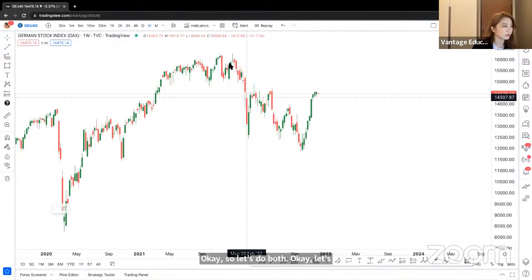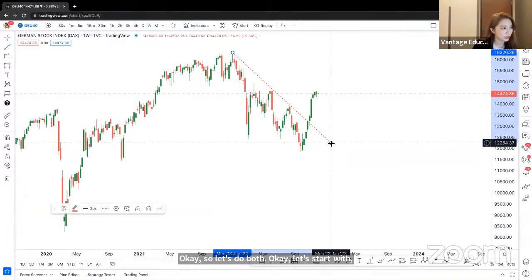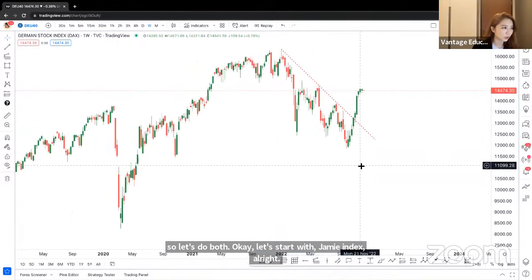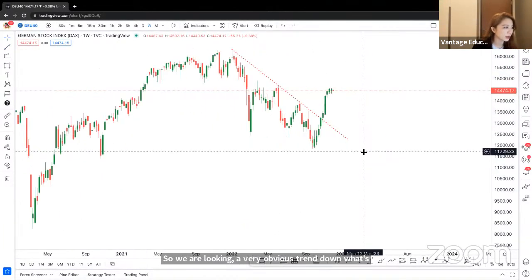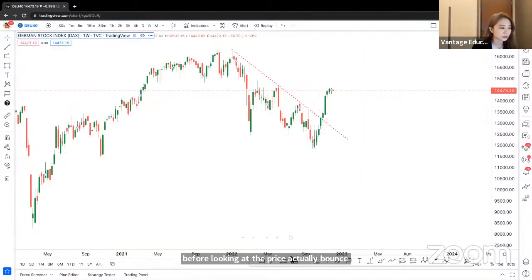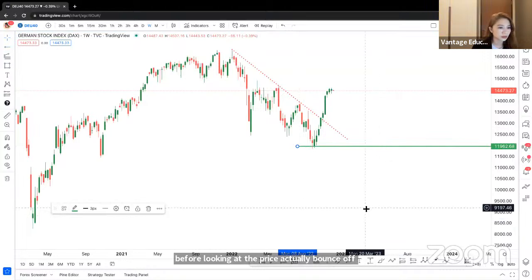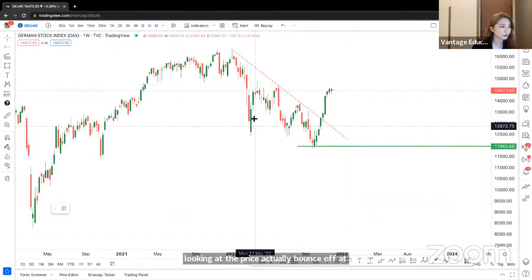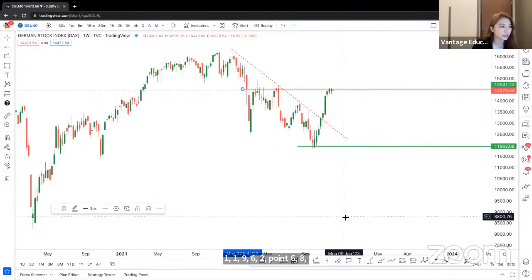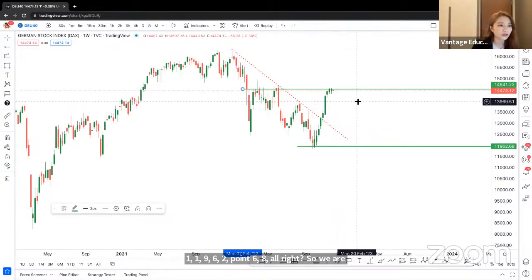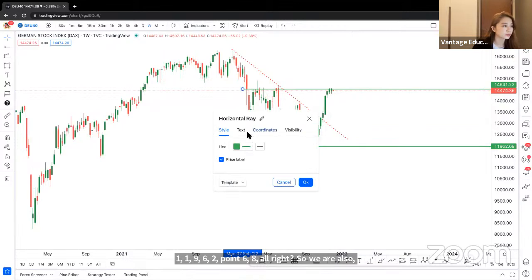We are looking at a very obvious trend downwards before the price actually bounces off at 11962.68. We are also seeing a resistance over here at 1451.22.